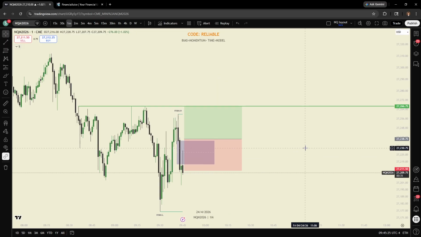What is BPR? Balanced price range. A lot of videos on YouTube about it, but it's just a gap overlapping another gap, basically. A bearish and a bullish gap overlapping.